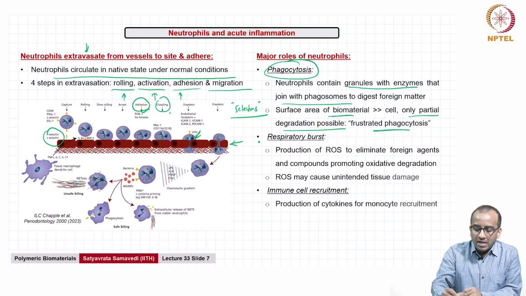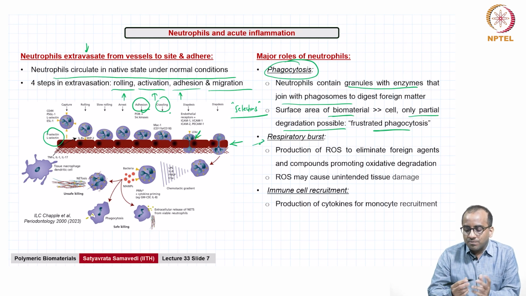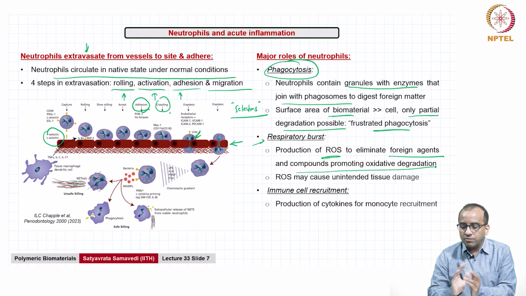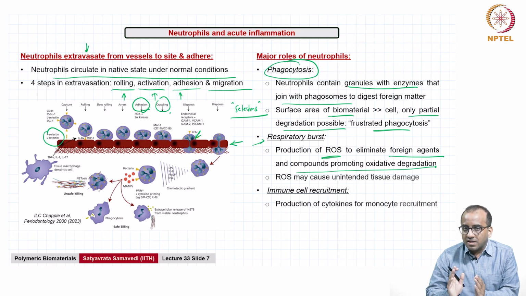They also can perform the function of respiratory burst, essentially the production of reactive oxygen species to eliminate foreign agents and compounds promoting oxidative degradation. So, oxidative degradation is severely problematic in the body, and neutrophils typically secrete reactive oxygen species to sort of neutralize that kind of an assault. But remember that ROS in itself is problematic, and so it can cause unintended tissue damage.